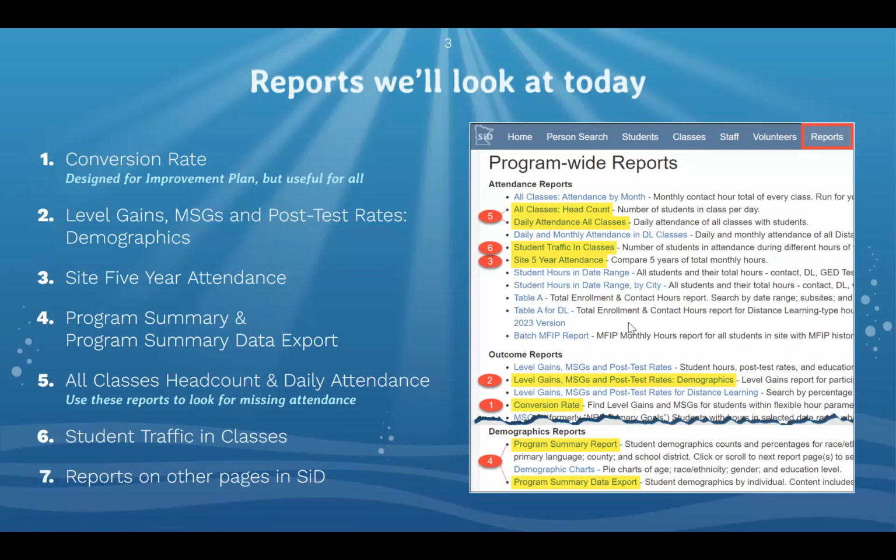On this screenshot, you can see we cut the image in half because that list of reports is huge. Highlighted on this image are the ones I'm going to talk about today. We're focusing on a few in the attendance section, a few outcome reports, and some demographic reports. We're going to start with something called a conversion rate report. We're going to look at the level gains, MSGs, a site 5-year attendance report, some program summary, some head counts, student traffic, and then a few that you find on other pages in SiD, not on the reports tab. So we're going to bounce around and see what kind of reports are out there.